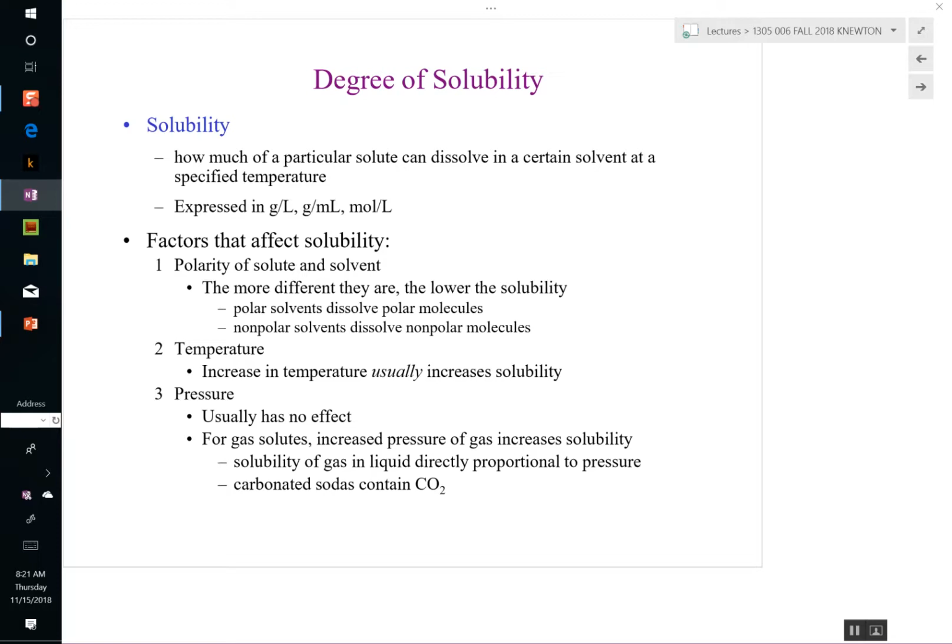And there are things that affect it. These are the two to pay attention to. The polarity, and water, again, is a polar solvent.